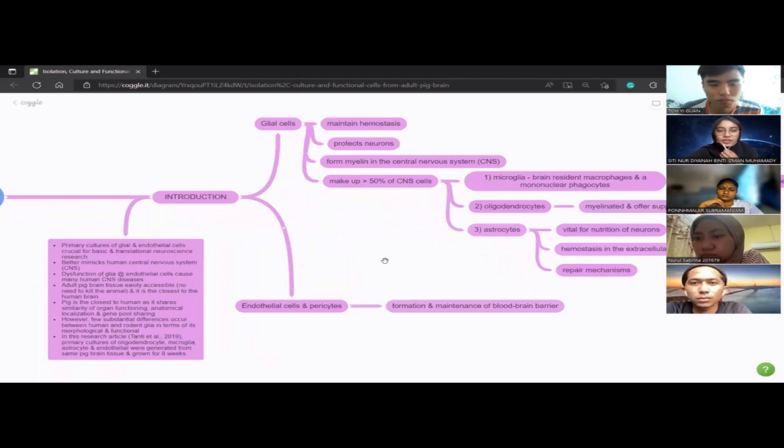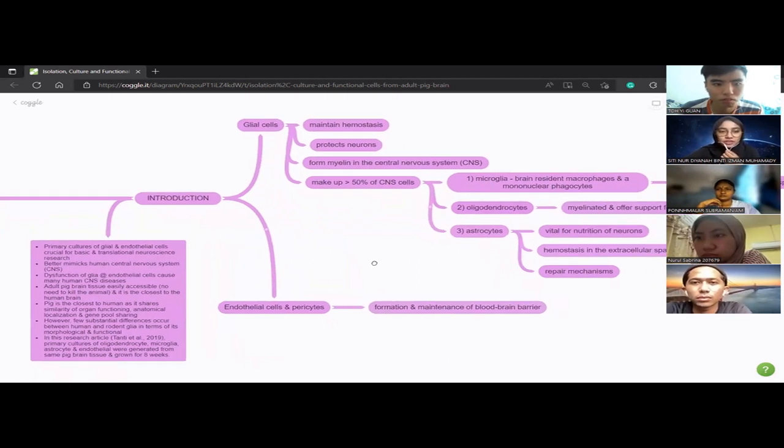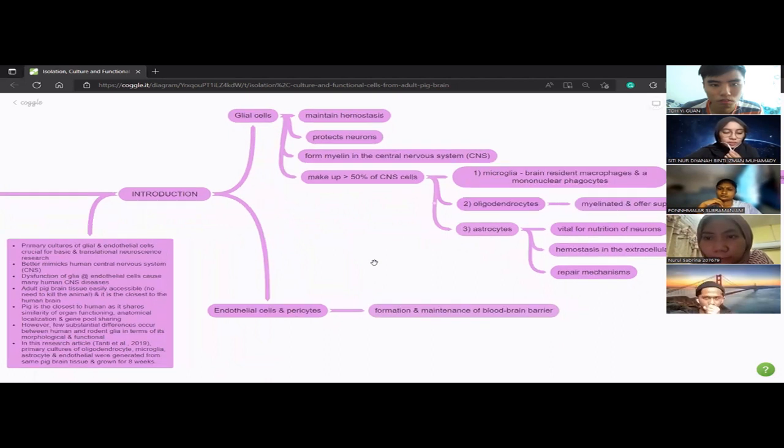All right, thank you. For the introduction part, we're studying the glial and endothelial cells from adult pig brain. This primary culture of glial and endothelial cells is crucial for basic and translational neuroscience research, because it better mimics the human central nervous system, the human CNS, and dysfunction of glia and endothelial cells causes many human CNS diseases.